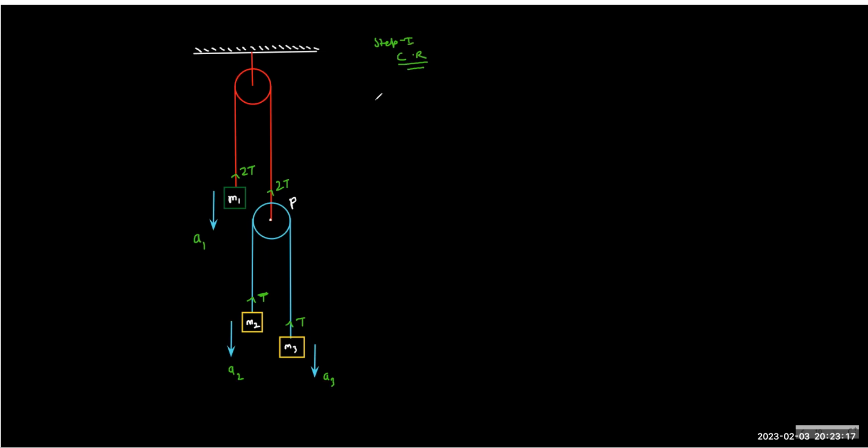Okay. So can you tell me how to write here the constraint relation? Tell me, Prashant, what should I write here? Come on, tell me. I have done with the constraint. Just instead of velocity, write acceleration, that's it. Because there is no angle involved here.